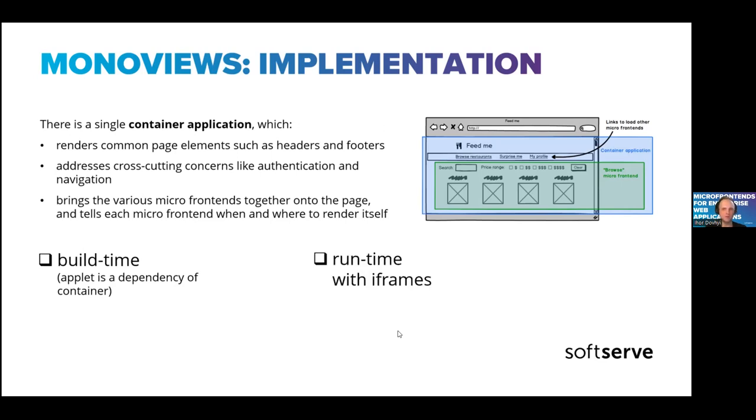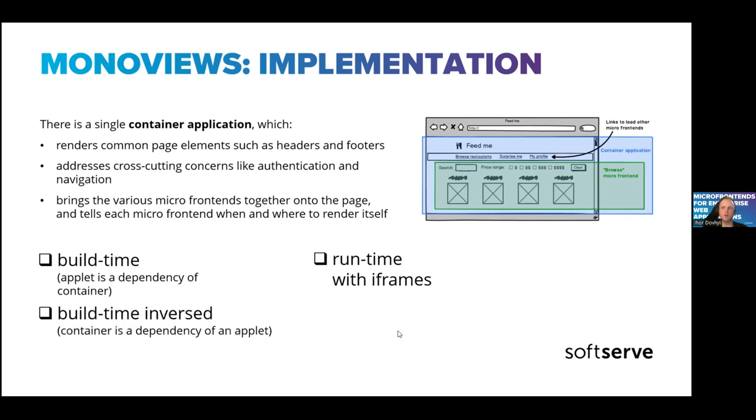Another way is runtime integration with iframes. So we have this container application that knows about each of the applets, and it can just integrate them by placing the iframe and switching between these iframes as users navigate on the top level. There are several downsides to that. The only benefit, I'd say, is that in this case teams are independent and autonomous, but still, state sharing is much more complicated than it should be. Navigation is a bit patchy, and so on and so forth. So it's possible to use this approach, but it's considered to be kind of an edge case.